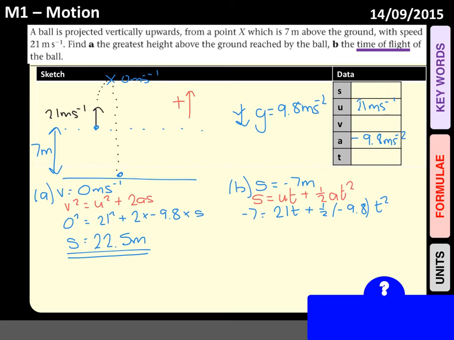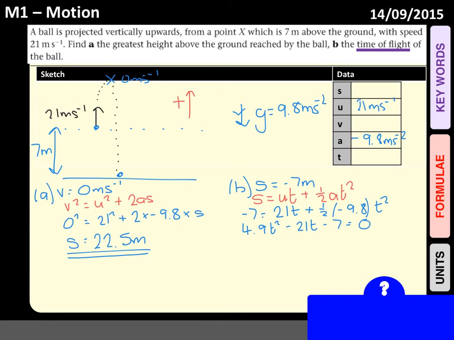So the first thing I'm going to do is rearrange, getting all my terms onto one side and setting them equal to 0. And from there I can either choose to factorise or to use the quadratic formula. So that's going to give me 4.9t squared minus 21t minus 7, and that's equal to 0. Probably our easiest option here is to use the quadratic formula. So we've got our a value of 4.9, b minus 21 and c minus 7.